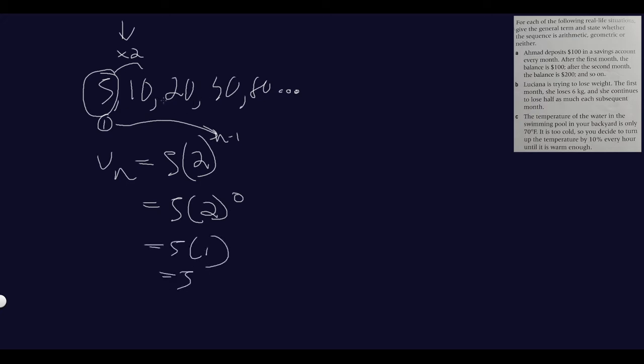What about for the second term? Let's see if it works for the second term. Let's try u2 equals 5 times 2 to the power of 2 minus 1. And you see here 2 minus 1 is just simply 1, and that will give us 10, and so on and so forth.